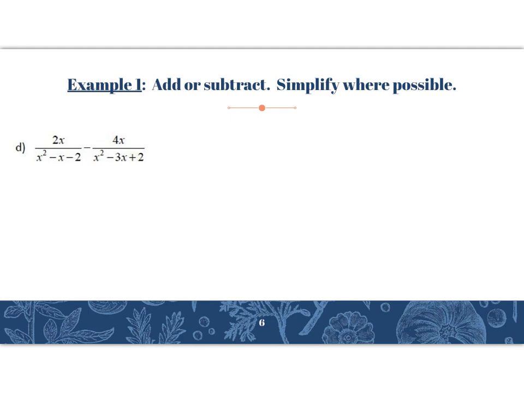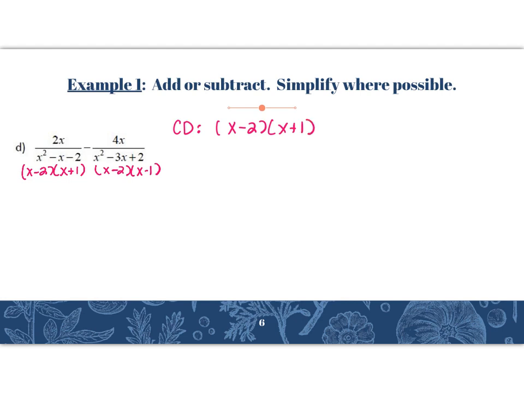All right, so here comes the most complicated of them all, when we have a subtraction problem like this, where we have to write our common denominator. So we're going to factor. So this is x minus 2, x plus 1. Second one is x minus 2, x minus 1. So now we need to write our common denominator. So we need both the factors in my first fraction. So x minus 2, x plus 1.